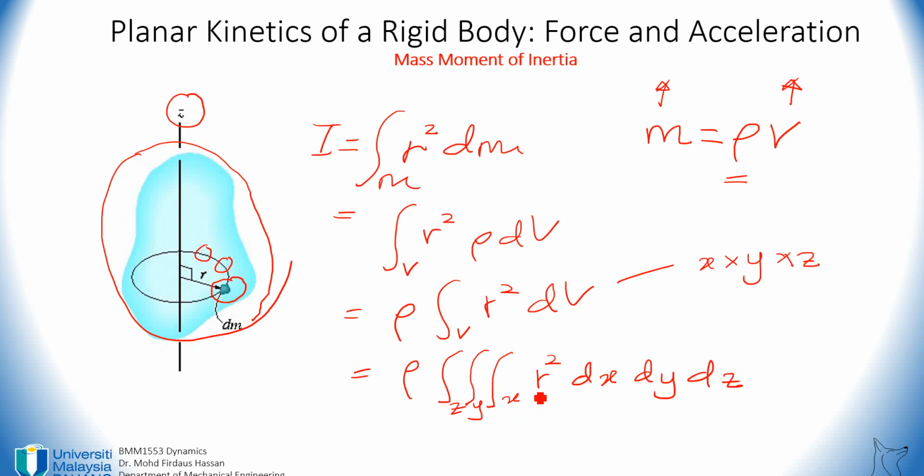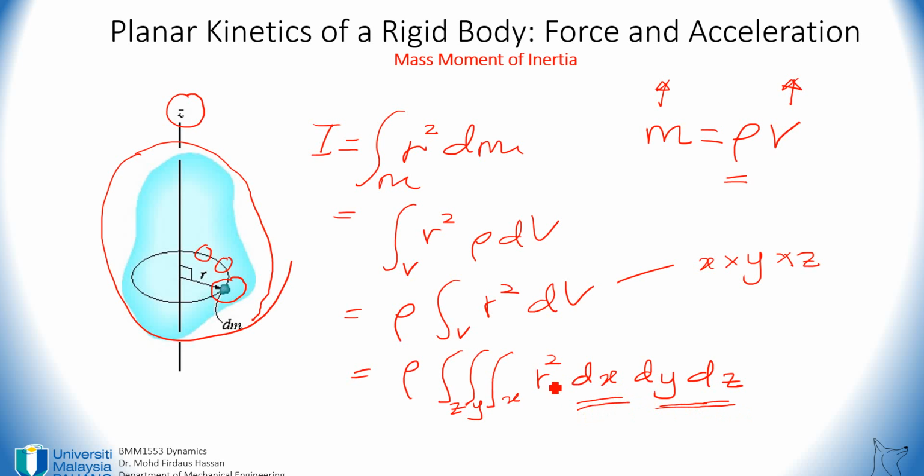We can simplify this equation so that we can make it a single integration, provided the chosen volume element has a differential size or thickness in only one direction. So we can take it as one. We fix two elements, for example y and z, and the changing element is only x.